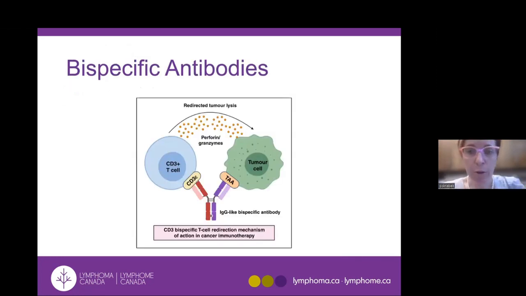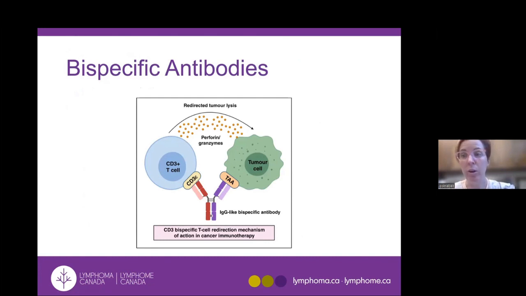So the other immunotherapy are bispecific antibodies, and there's a lot of these antibodies being developed. Basically, the idea is you take T cells and you direct their immune system killing functions towards your tumor cells.